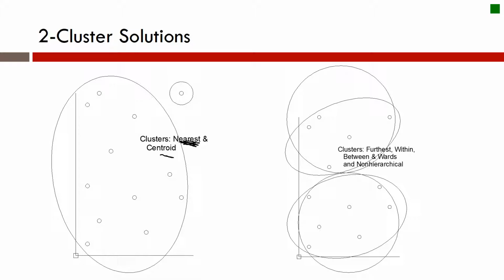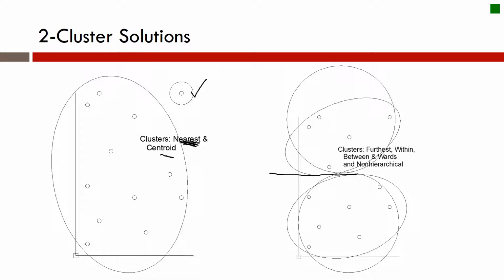So if you look at this, it is not a very helpful clustering solution, because this is a single observation cluster, which we would dismiss, and then you're only left with one group. So that doesn't really help us. And so in this case, the nearest and the centroid method was not very helpful.